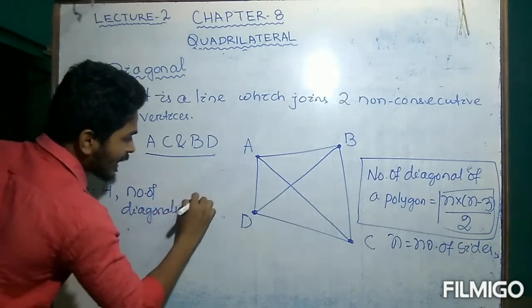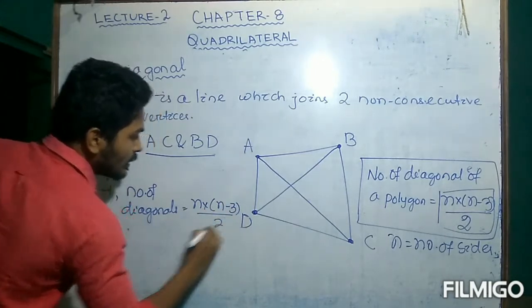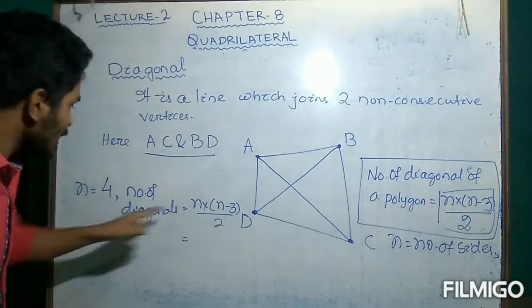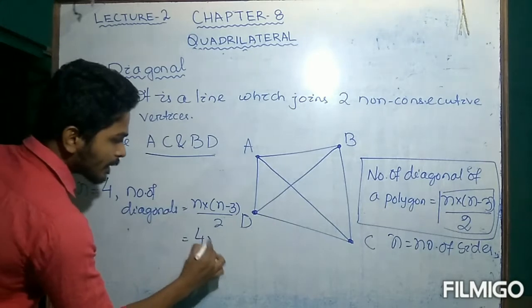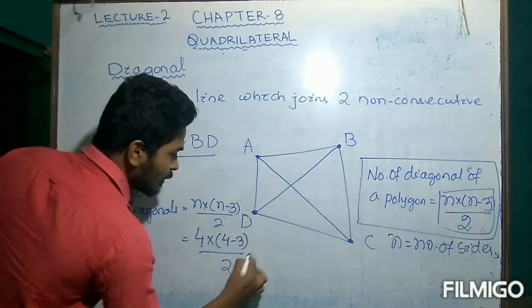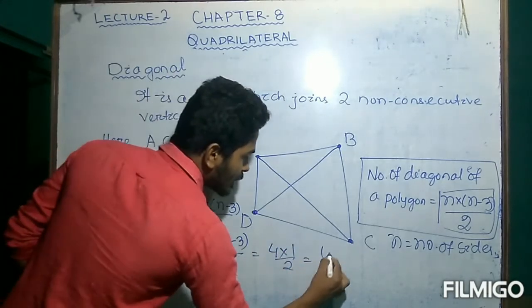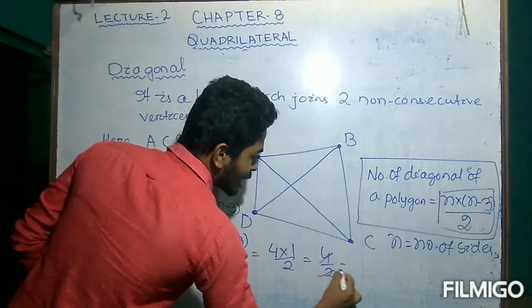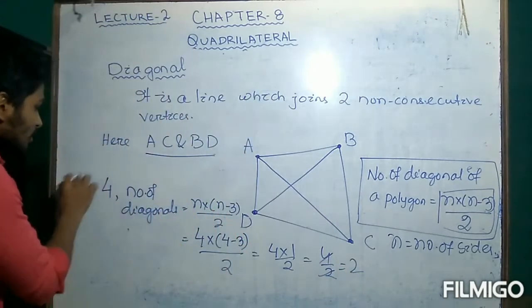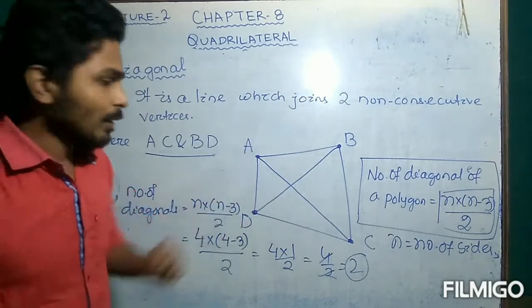Since the formula is n into n minus 3 by 2, here in place of n we can substitute 4 since it is a quadrilateral, right? So 4 into 4 minus 3 is 1, by 2 is equal to 4 by 2, hence we get 2. See, here also for a quadrilateral we get 2 diagonals.